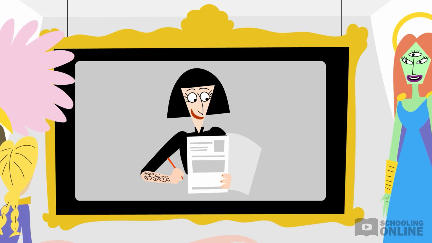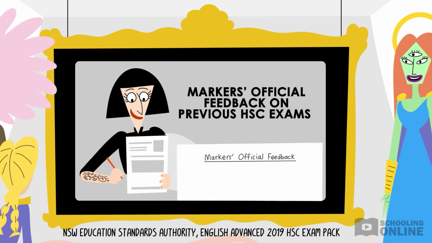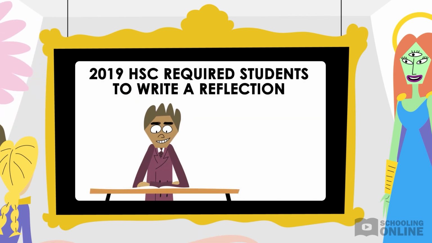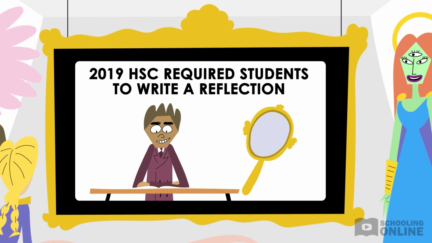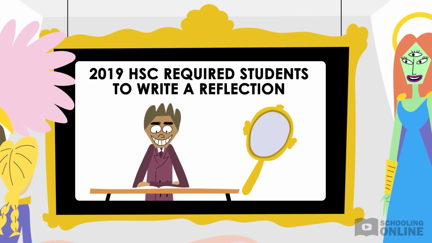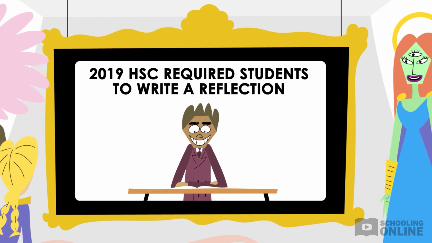Here's something else that will help you. I recommend that you check the marker's official feedback on past HSC exams. In 2019, students were required to write a reflection as part of their Module C response. Even though reflection is mentioned in the Advanced Module C rubric, you may not always be asked to write a reflection in the final HSC exam.